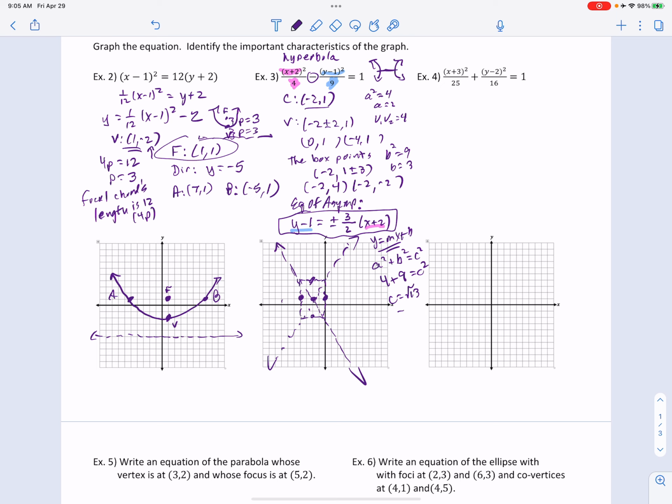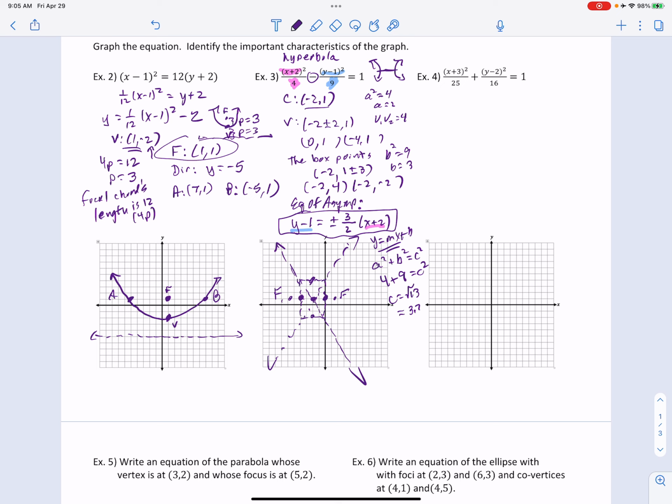And the square root of 13 is approximately, say, 3.7. So from the center, you're going 3.7 to the right and 3.7 to the left. I want to see your foci drawn.